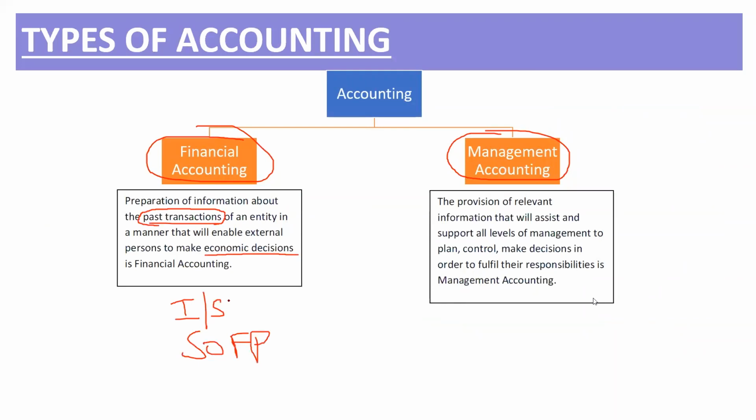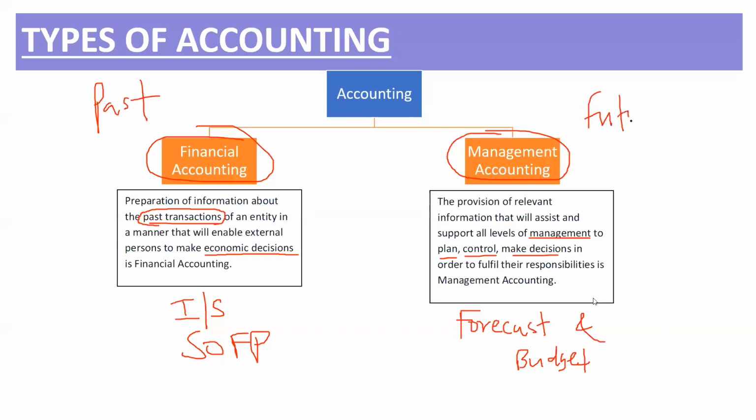Management accounting means it is for the management to plan, control, and make decisions. Right? Mainly forecast and budget. What is future? So that's what we do in management accounting. Financial accounting is past, management accounting is future. Remember that. Simply remember this is past and this is future. Then we'll move on to the next.